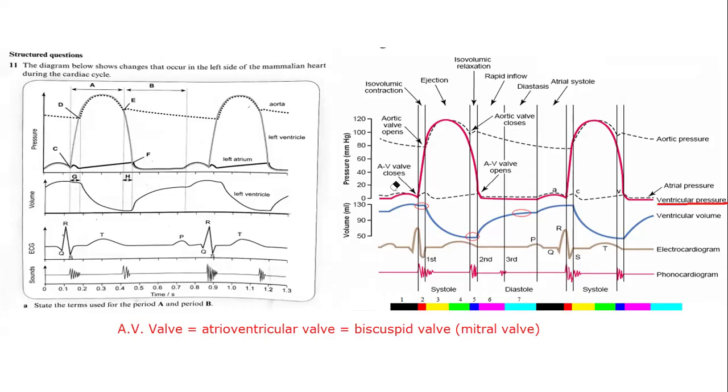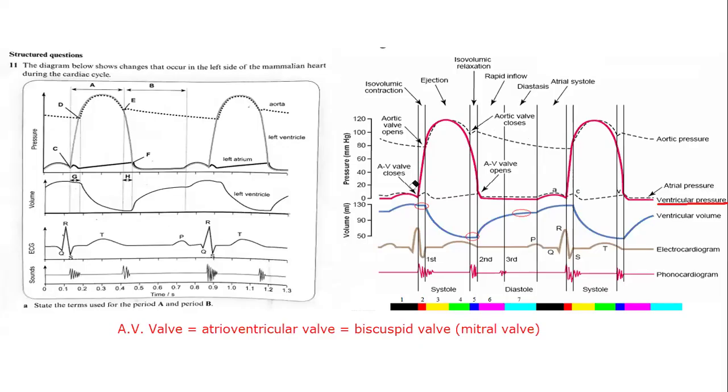Then we have this dotted line right here. What is this dotted line talking about? Atrial pressure. But when we say atrial pressure, that is pressure where? In the atrium. Very good, pressure in the atrium. And we have this other dotted line here. Ali, what is this referring to? That's aortic pressure. Very good.